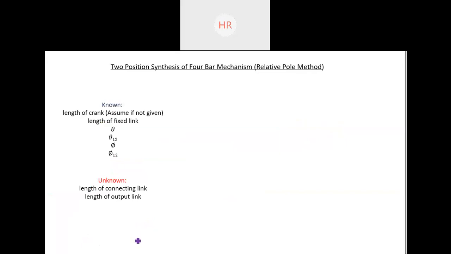So first we will plot the fixed link. Okay, so whatever the length of the fixed link is given, accordingly we will draw a line which is representing the fixed link. Okay, so points A and D will be known. So we have utilized this data, the length of the fixed link.